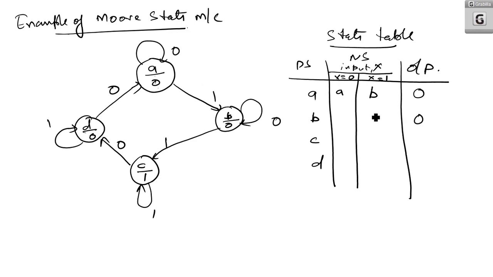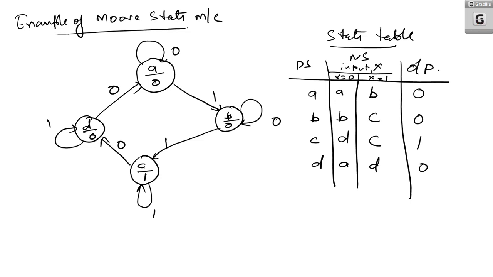Now B, what is the output? Output is 0. At B, when the input is 0, it will remain in B itself. If input is 1, it will go to C. Now for C, the output is 1. For C, when input is 0, it will go to D, and input 1, it will remain in C itself. In the case of D, the output is 0. When the input is 0, it will go to A. When input is 1, it will remain in D itself. Okay, so that is the state table of the Moore state machine.